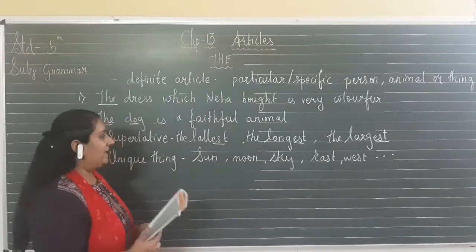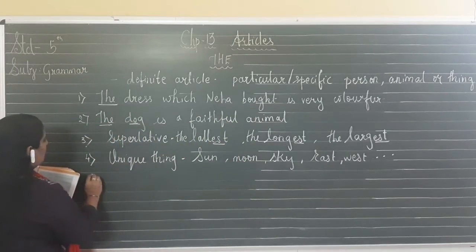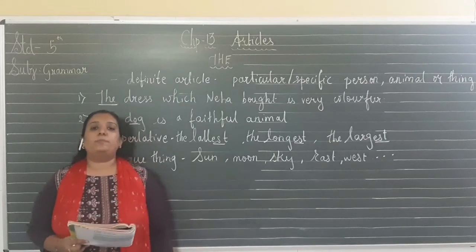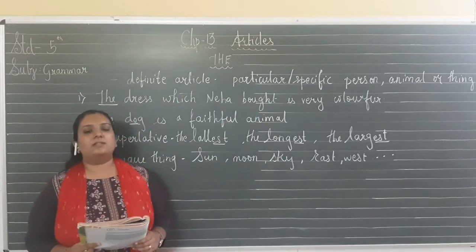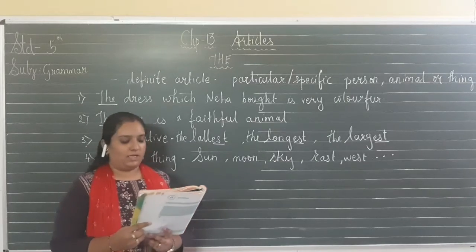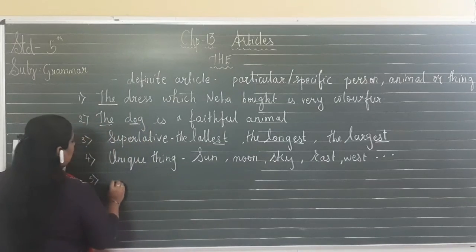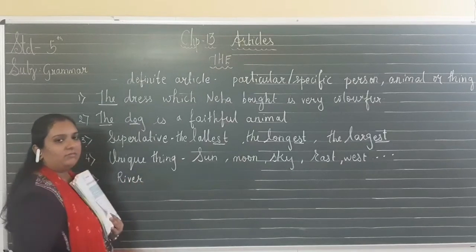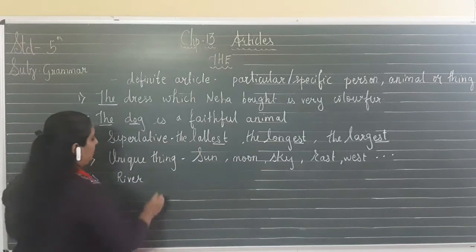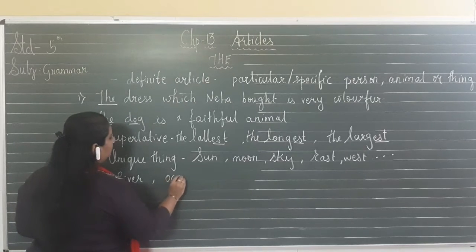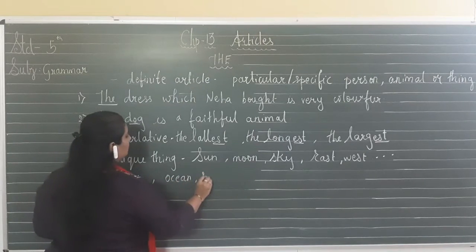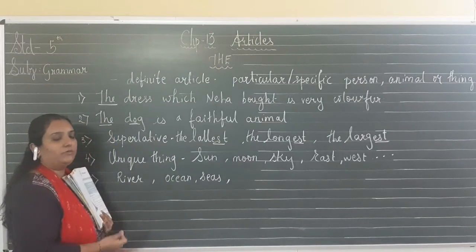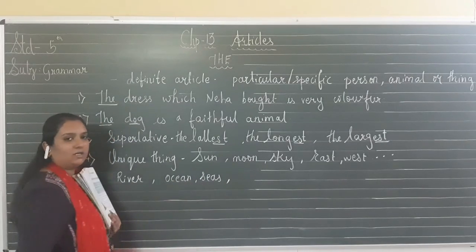Now let us move to the next rule, that is rule number 5. Where do we use article the? Before some proper nouns. Now, not proper nouns like our names. We use it whenever we find a name of a river, for example, Nile. There we can use the Nile River. Oceans, seas. There we can use article the before the names of these proper nouns.